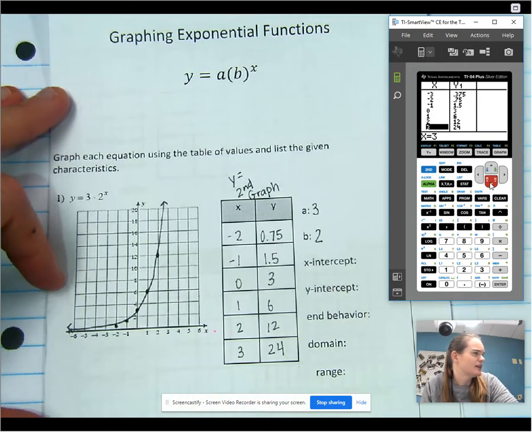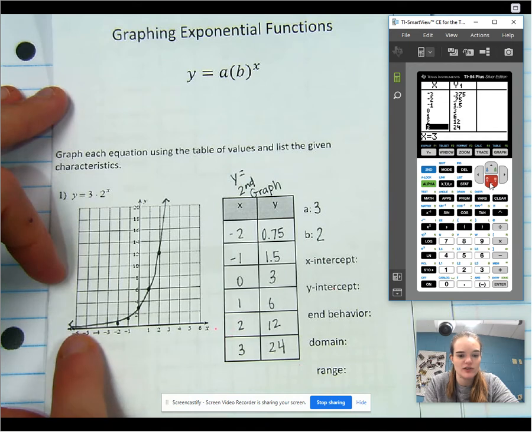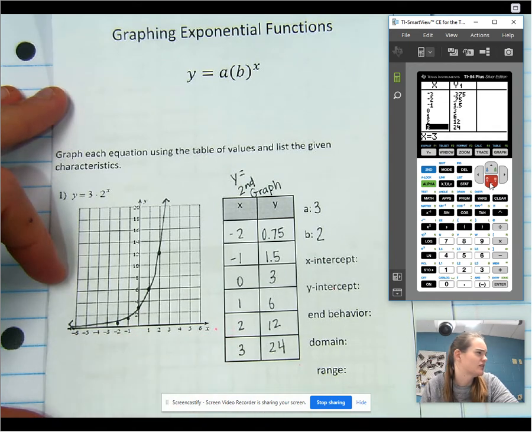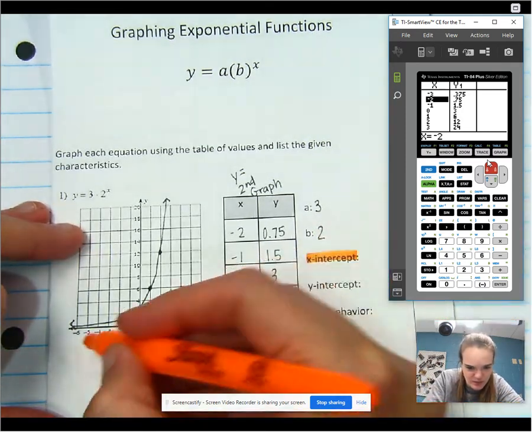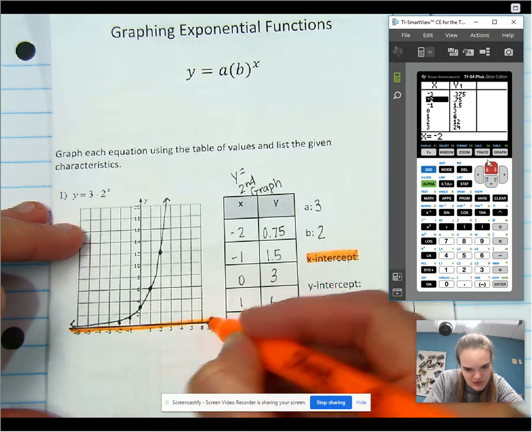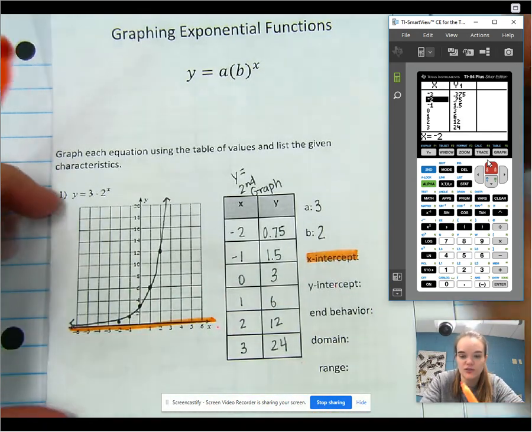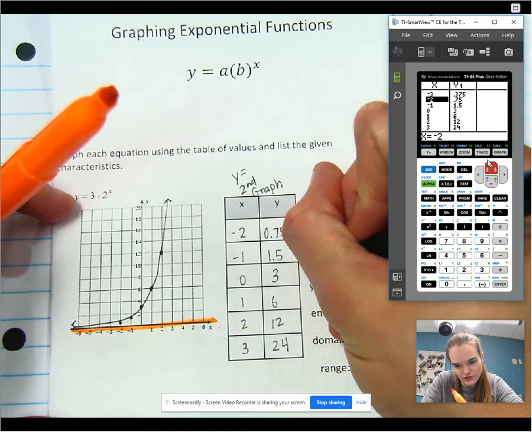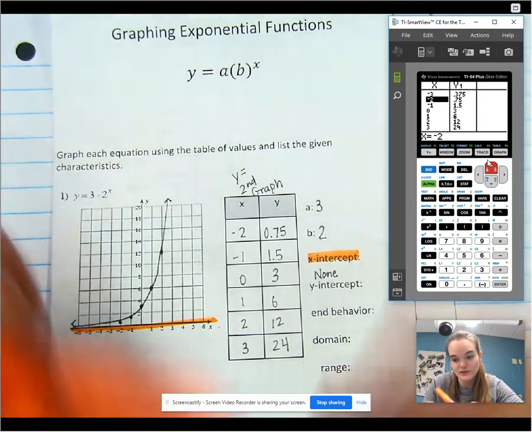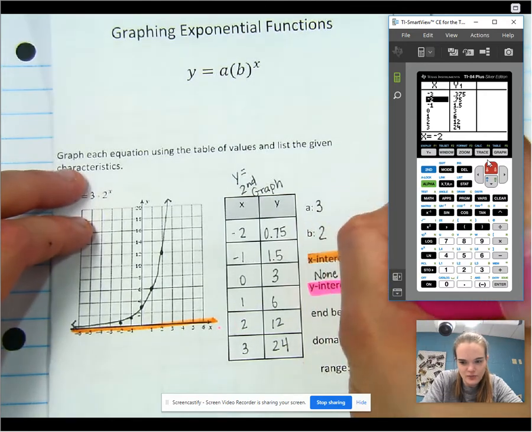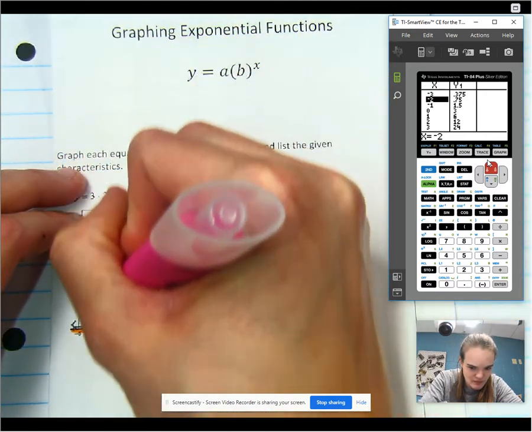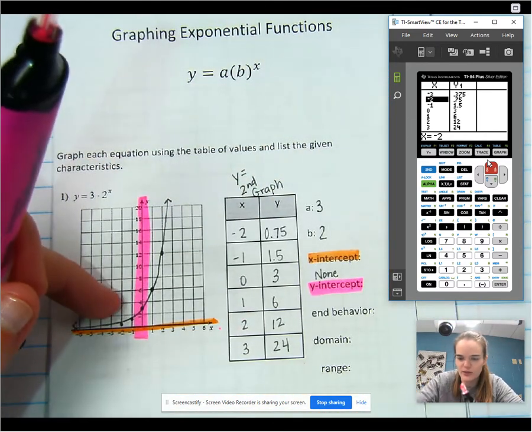Okay, now let's talk about the x-intercept. Where does this cross the x-axis? I can actually look in my table. So where it crosses the x-axis is the x-intercept. It does not cross. Remember, from absolute value, if it does not cross, we write none. You don't leave it blank. I need to know that you understand it's none. The y-intercept. It crosses at 0, 3.